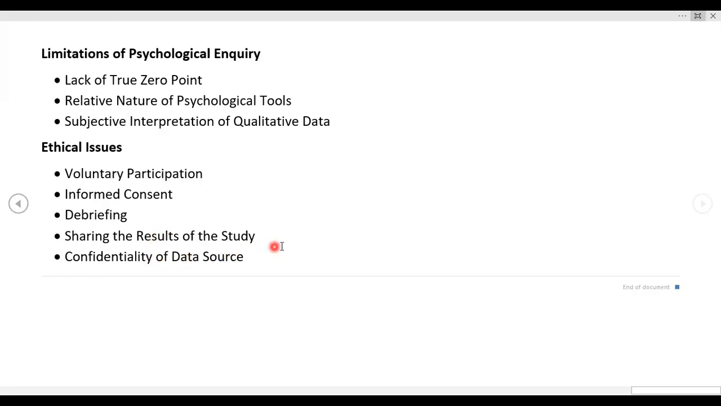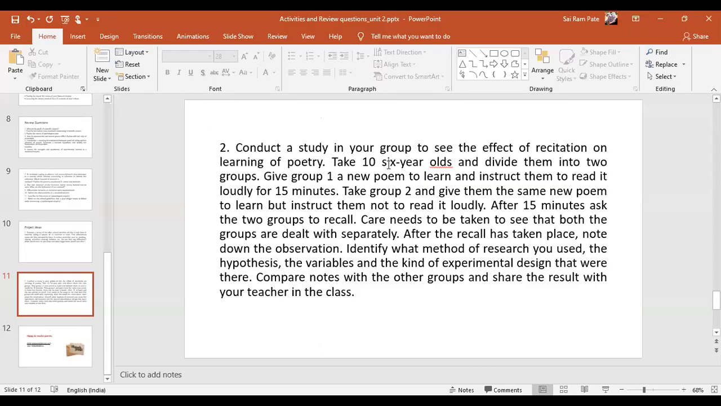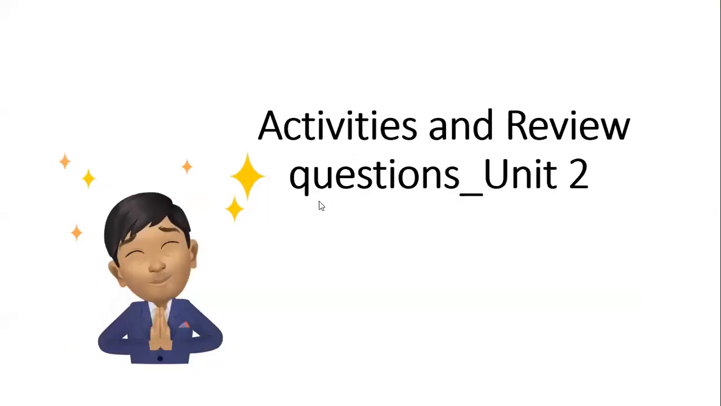If there is any information which the client thinks they cannot disclose, like a personal name, location, or any other personal information, that has to be saved and properly managed. So this is the conclusion and revision of unit 2, and let us see what the activities and review questions are in unit 2.